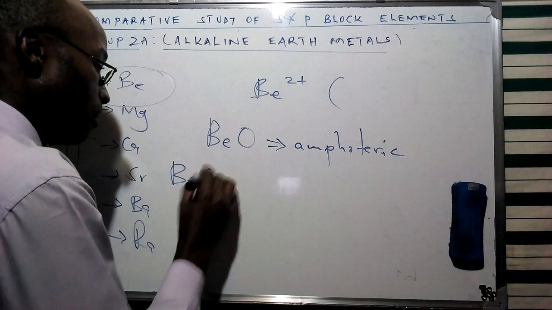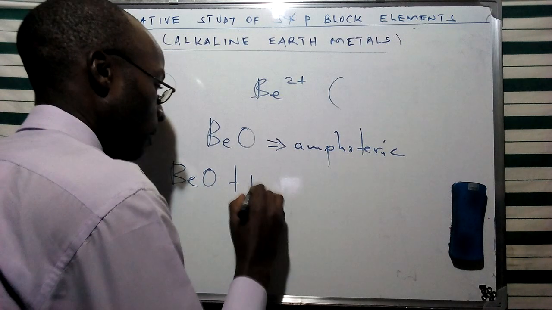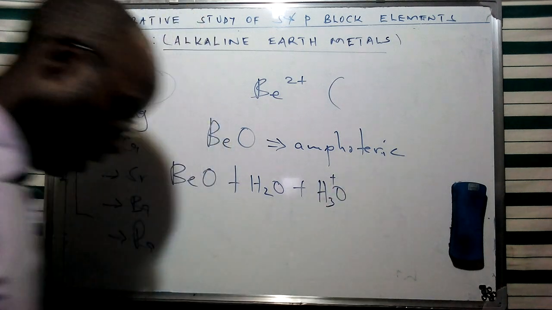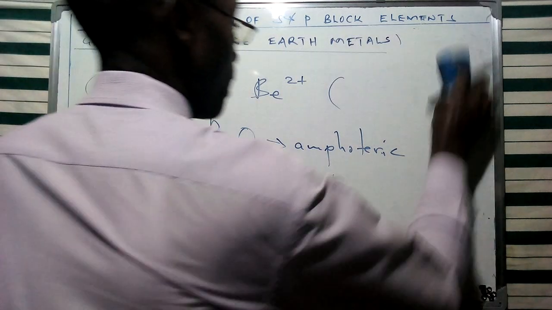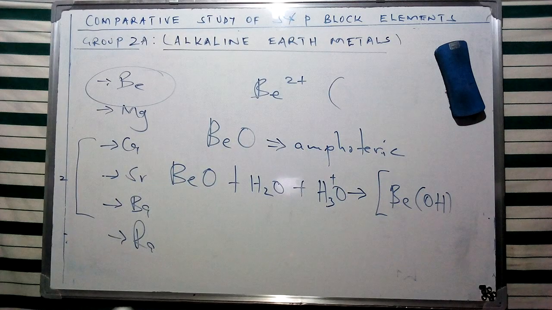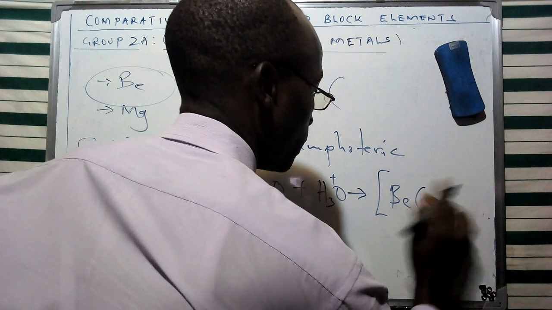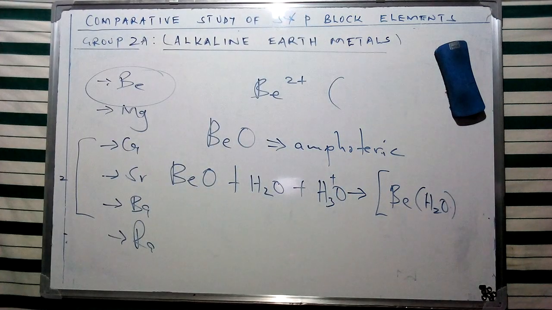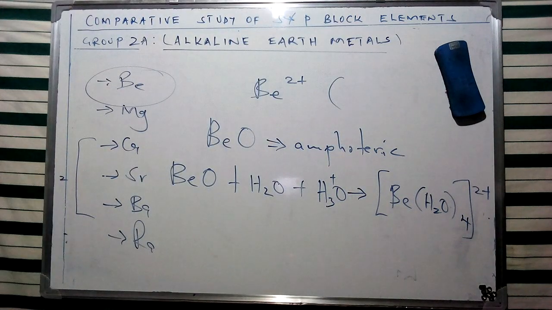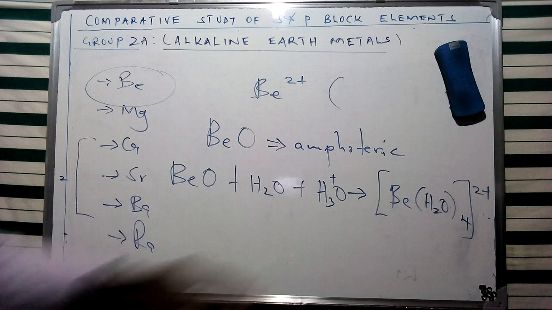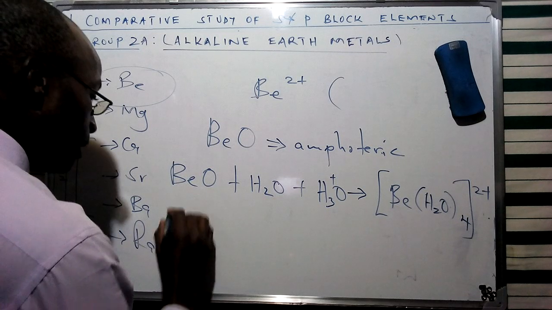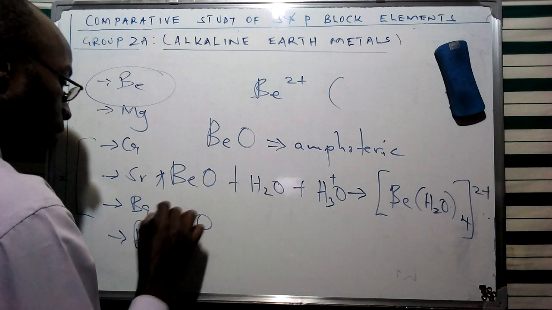So if we have a barium oxide, and this is added with water and hydronium ion, which is basically going to be given as such, this is going to provide a complex ion of beryllium. Of course, this is going to be water, not hydroxide. So we're going to have a complex ion of this specific nature, and then we are going to have 2 positive given as such. So the reaction given as such is going to display these specific characteristics of amphoterism for this beryllium oxide.